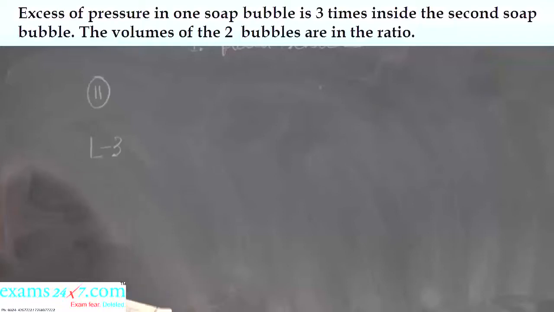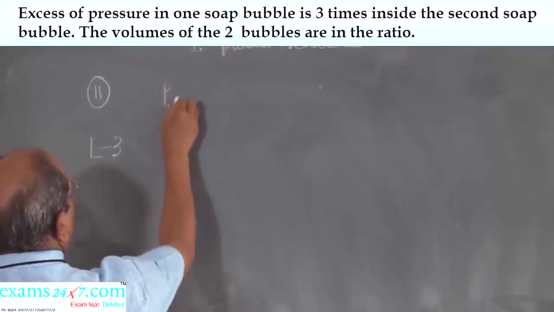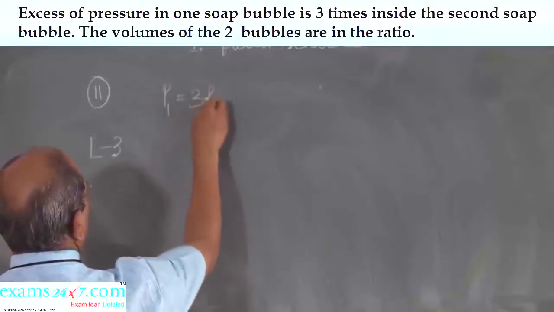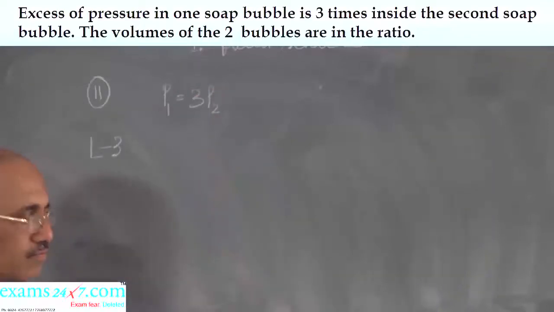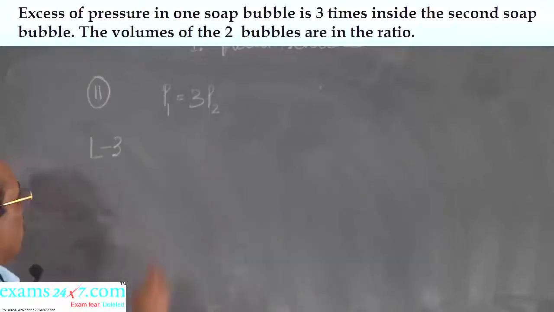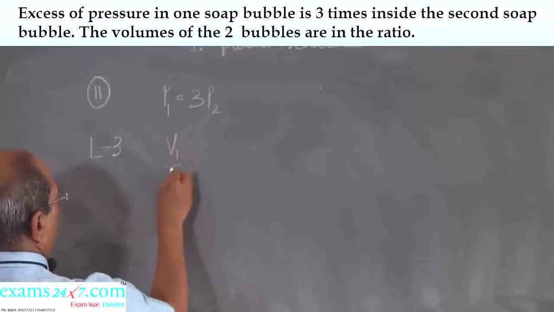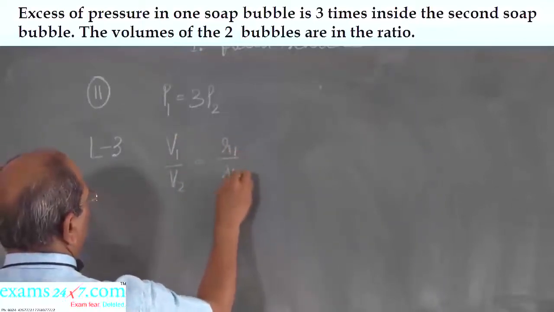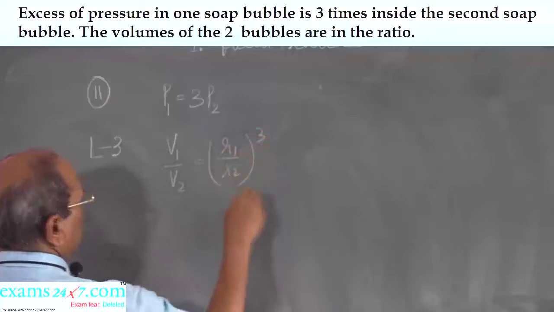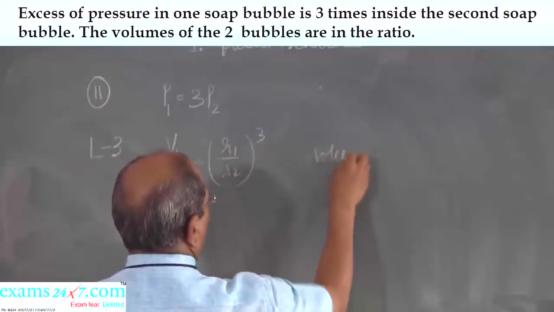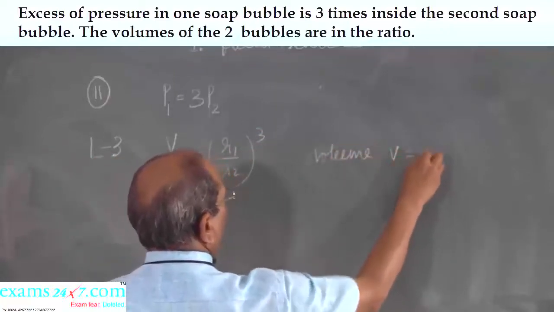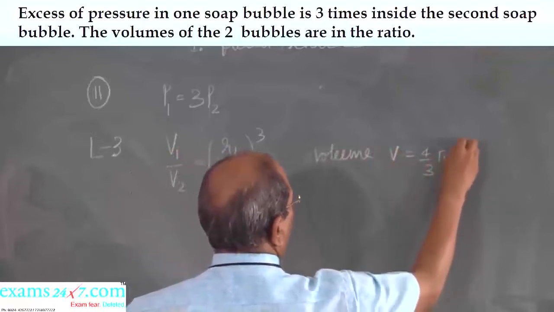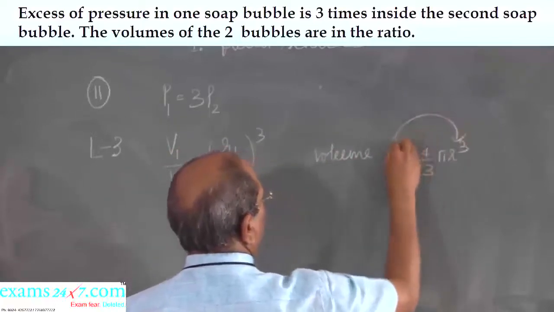Excess pressure in one soap bubble is 3 times that inside the other. The pressure in one is 3 times the pressure in two. One relation: volume of the two bubbles in the ratio, volume of 1 to volume of 2. I can write this as (R1 to R2) to the power of 3, because volume V equals 4 by 3 pi R cube.